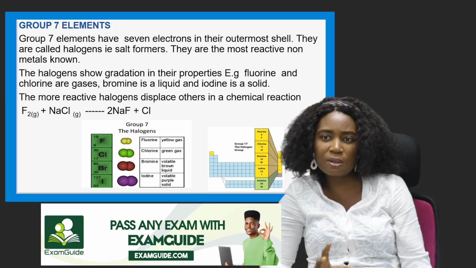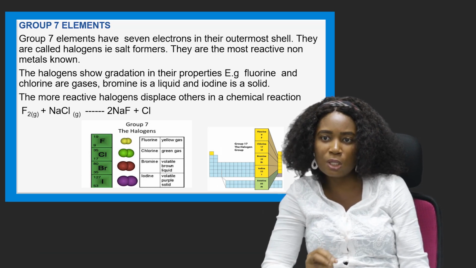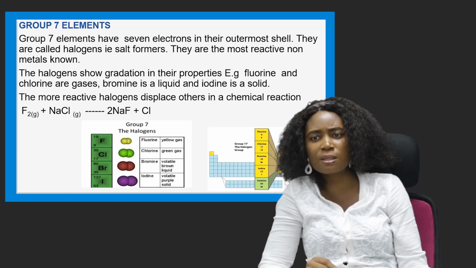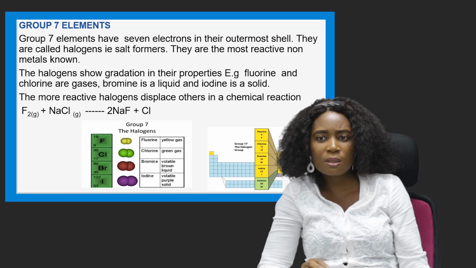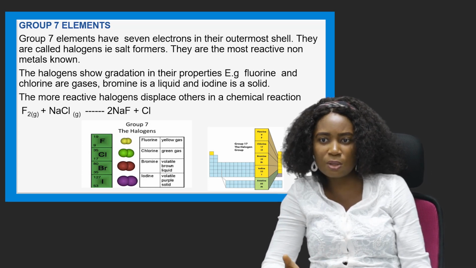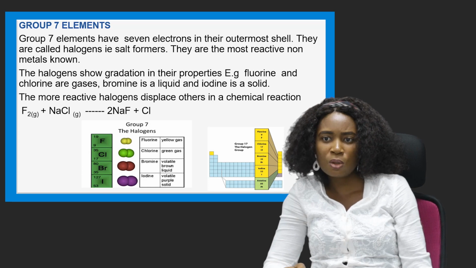Fluorine has a characteristic color of yellow, just a yellow gas. Chlorine is a greenish yellow gas. Bromine is a liquid, which has a reddish brown color. Then iodine is said to be a solid, which has a dark purple color.